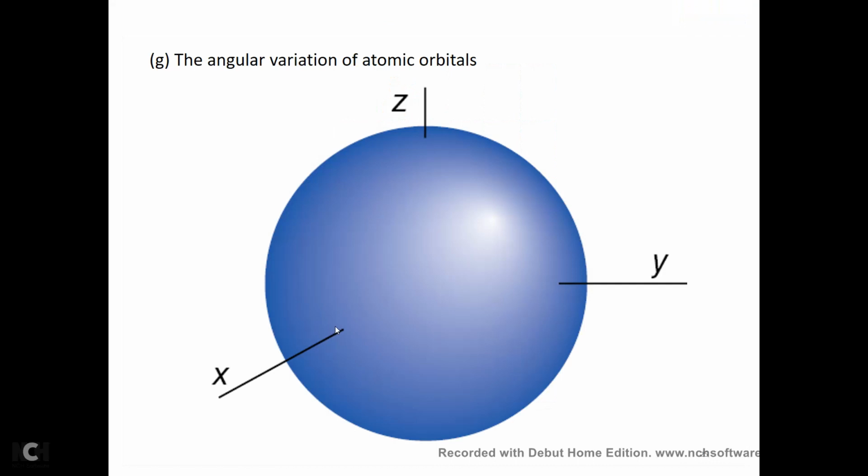The angular variation. So now you are looking at an s orbital. This is the 1s orbital. It's spherical. It does not depend on theta and phi. You cannot see theta or phi in the wave function of the 1s orbital. It's e to the power of negative r. You cannot see theta or phi in the 2s orbital either. That's 2 minus r times e to the power of negative r over 2.